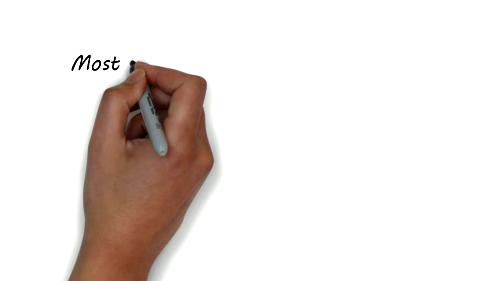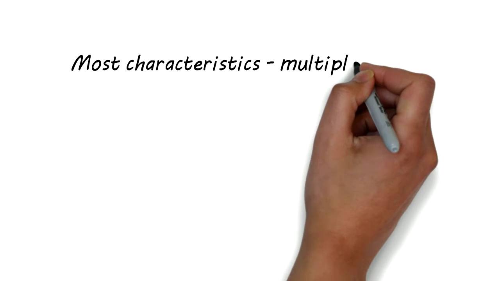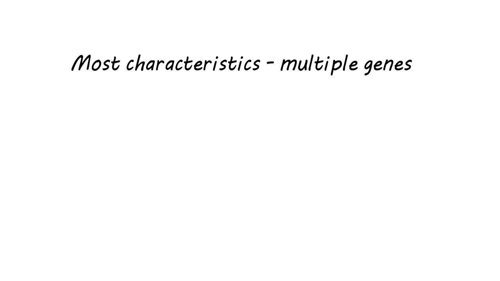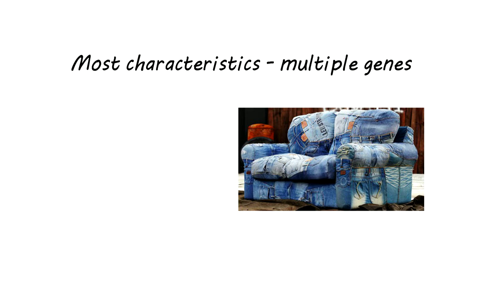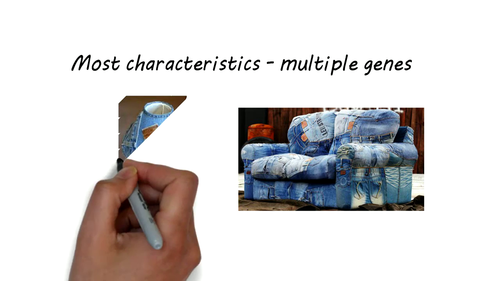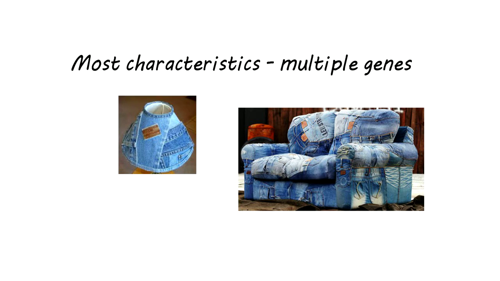Multiple genes. Most other characteristics. Suddenly, everything else in the room transforms into things made of lots of genes. There are genes making sofas, genes making lamps, genes making a table. All these things are as a result of multiple genes coming together. Most characteristics are controlled by multiple genes.